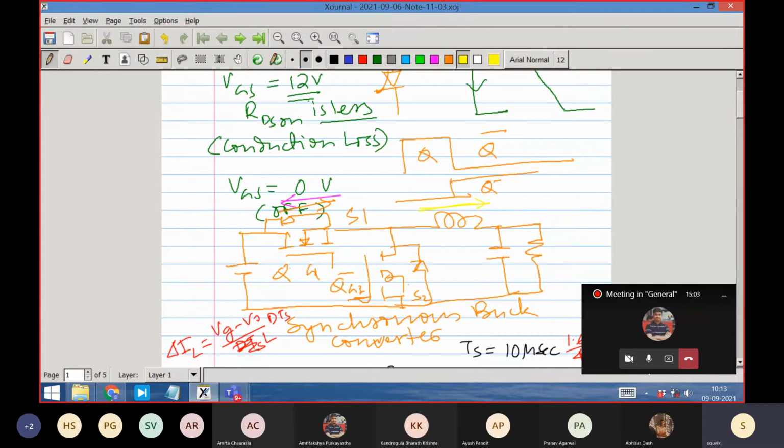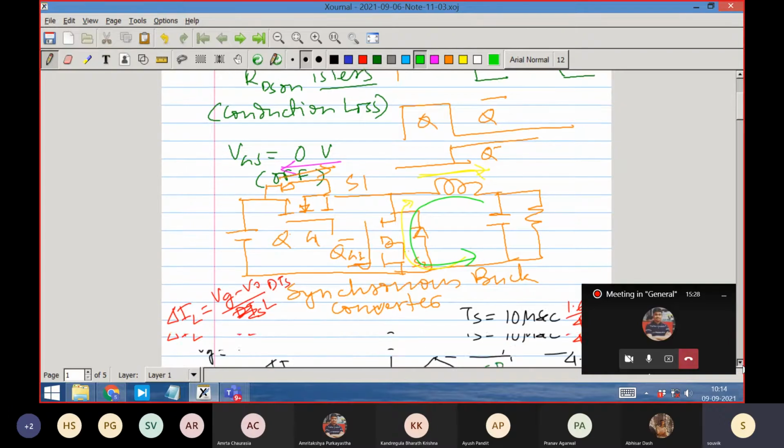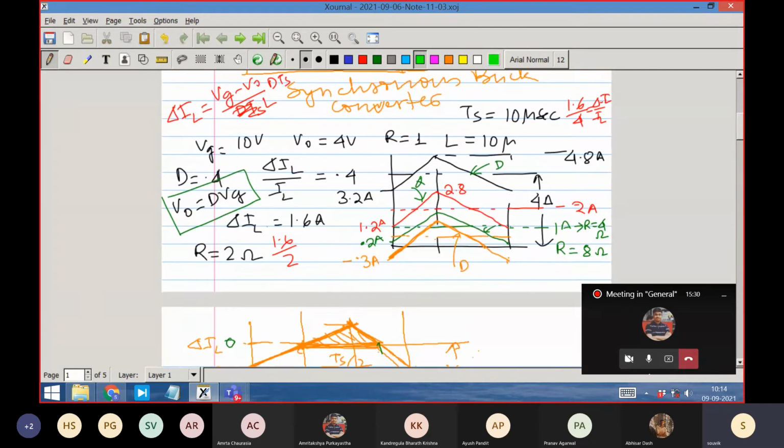Initially, the yellow current will flow through the source to drain. That is the path it will flow, but it will then come down to 0 and turn and become negative. That is also possible. That means this current will now flow from this to this to this direction. Now the current will flow through drain to source. So if it is a synchronous buck rectifier, it will exactly work with our formula V naught is equal to dVg, and the current will be like this, negative and positive.